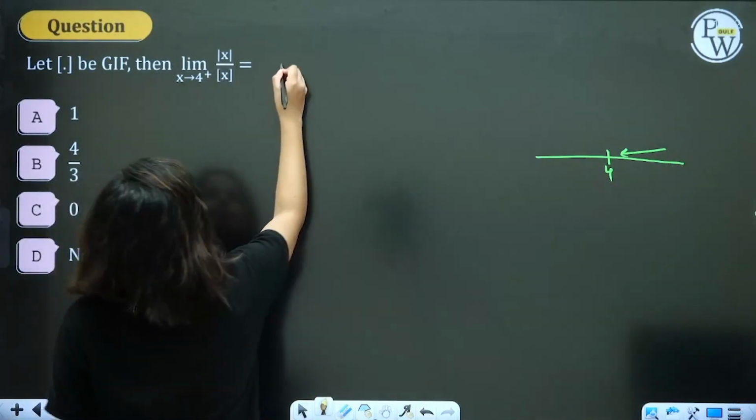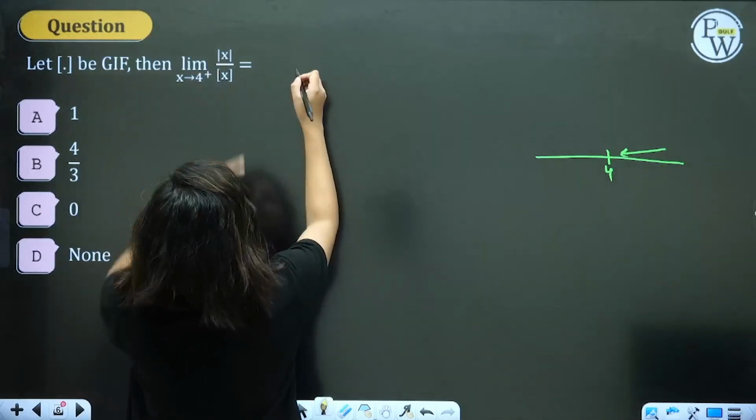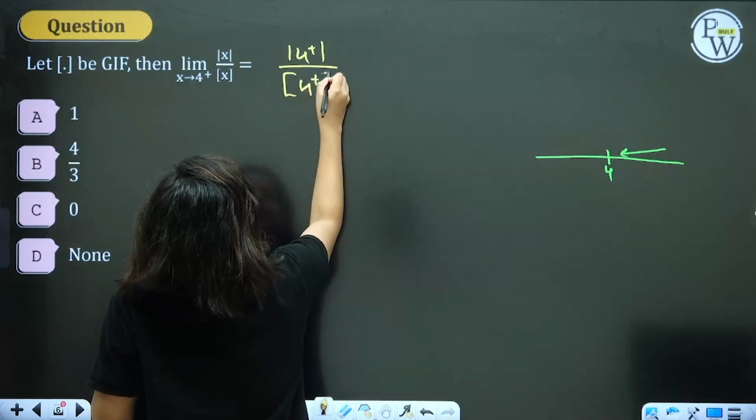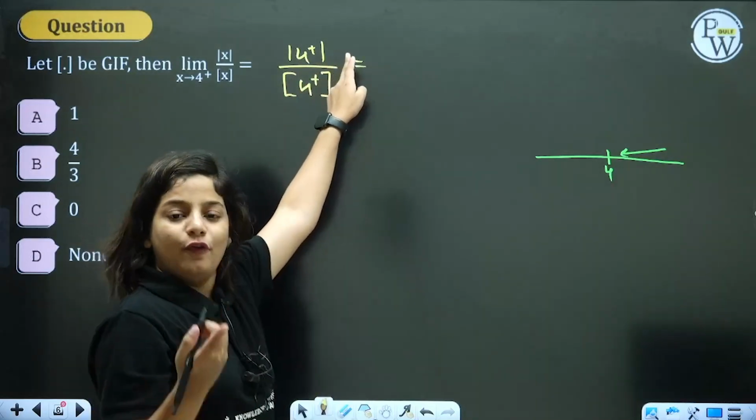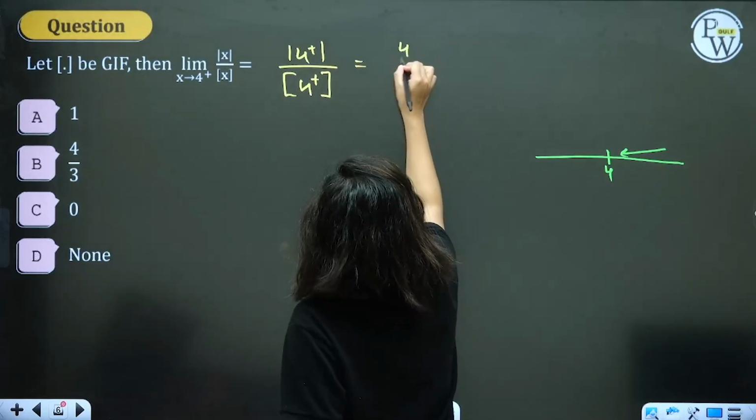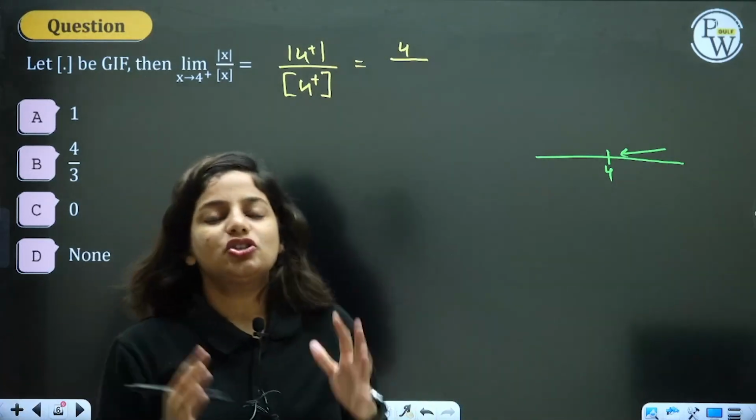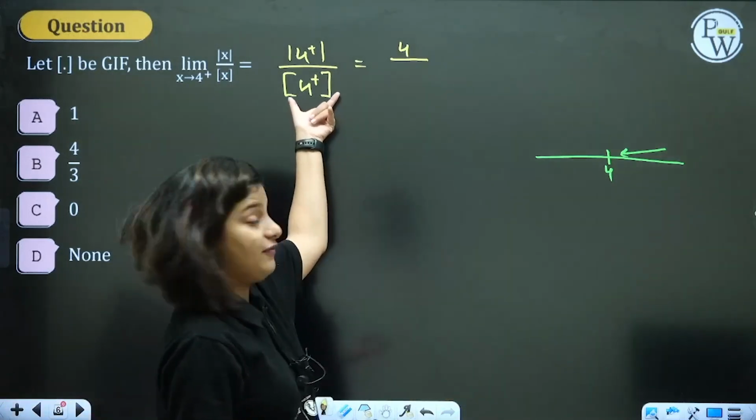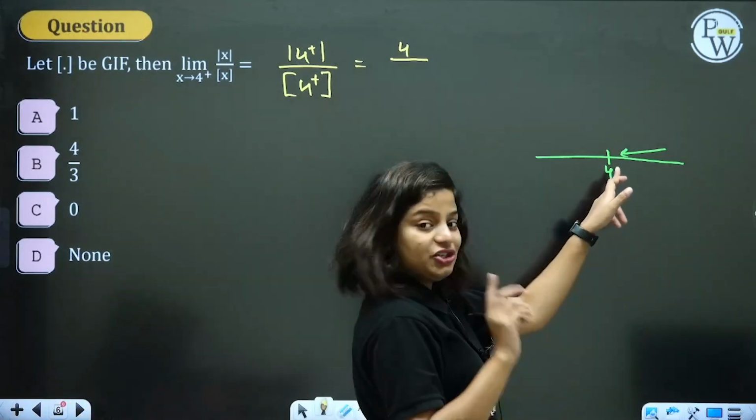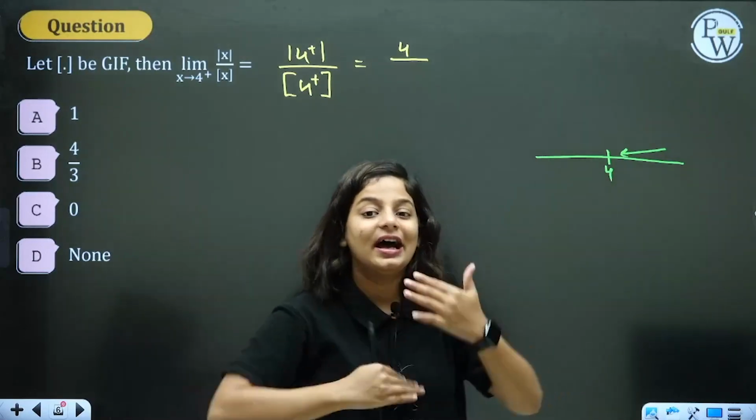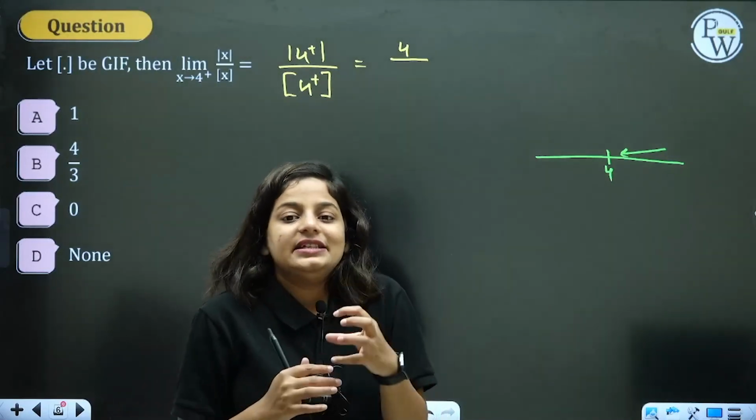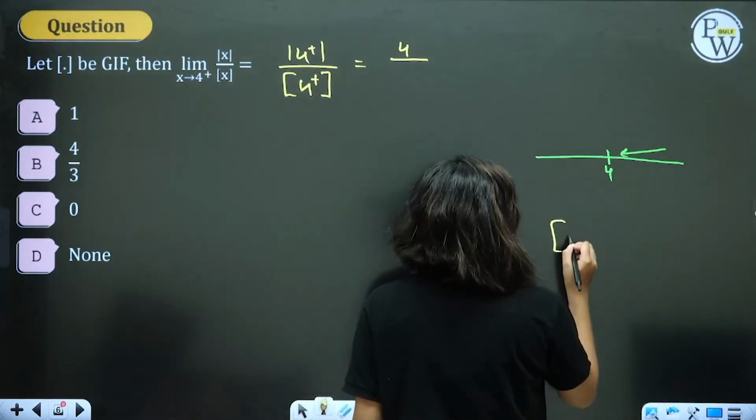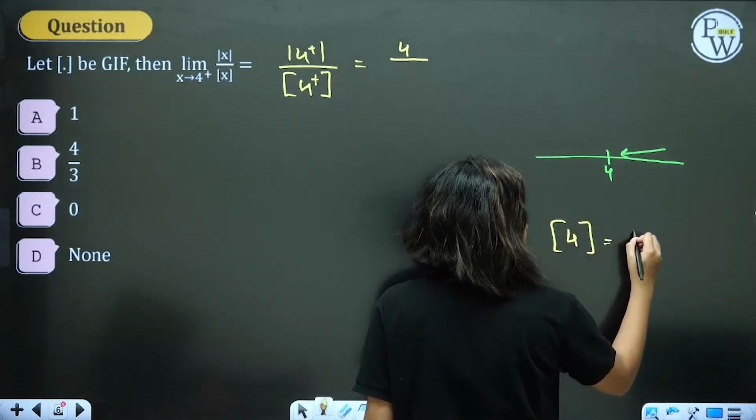If I put the value, mod of 4 plus upon GIF of 4 plus, what is mod of 4 plus? It will be 4, because modulus only has the job of taking away the minus sign, to give out the absolute value. But for a GIF function, you should know its working. A GIF function always gives the left hand integer as an output. If I put the input as 4 in the GIF function, the output will be 4.